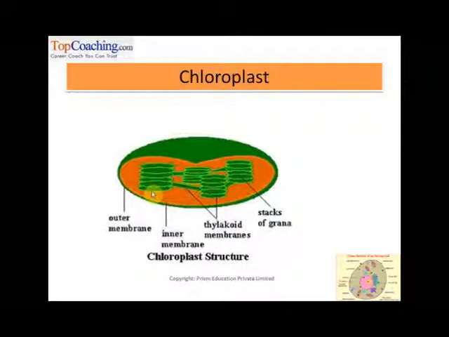Okay, so what is a chloroplast and what does it look like? This is the outer membrane of the chloroplast. The orange one is the inner membrane. Then those oval shaped thylakoid membranes are there, and then we see stacks of grana, right?